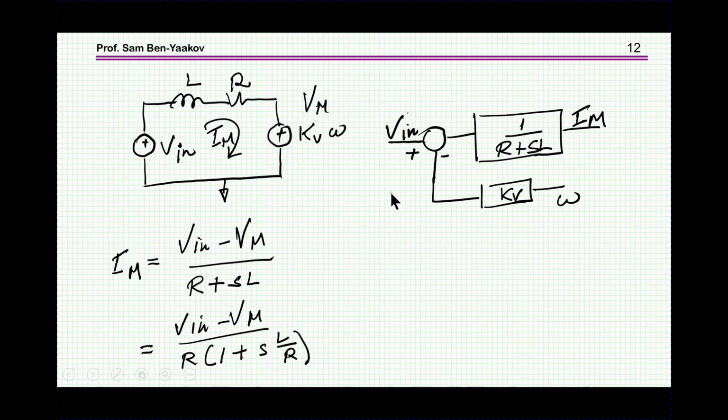This is a difference, or here a summing junction with plus and minus here. This is Vin, and this is now the feedback, omega times kV. kV is the constant relating the speed of the motor to the back EMF. And then divided by the impedance here, which I'm showing here as R plus SL. And now the output is the current. So this is a block diagram representation of this circuit or this network here.